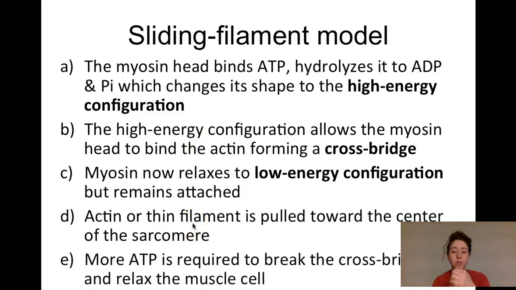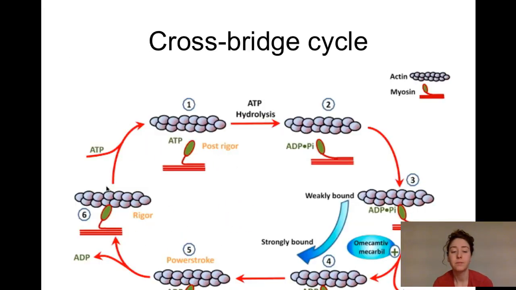And that cross bridge is going to stay formed even after the movement has occurred until more ATP is made available to break that cross bridge. So that's going to become really important when we start talking about rigor mortis. So this is a cartoon of that entire process happening.